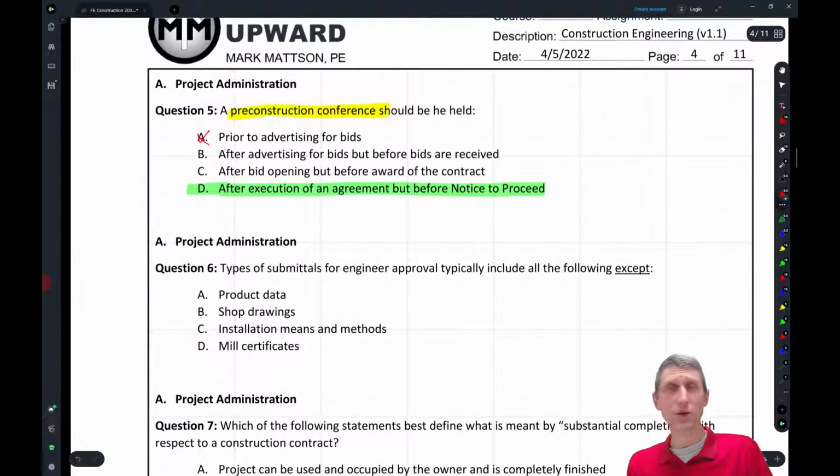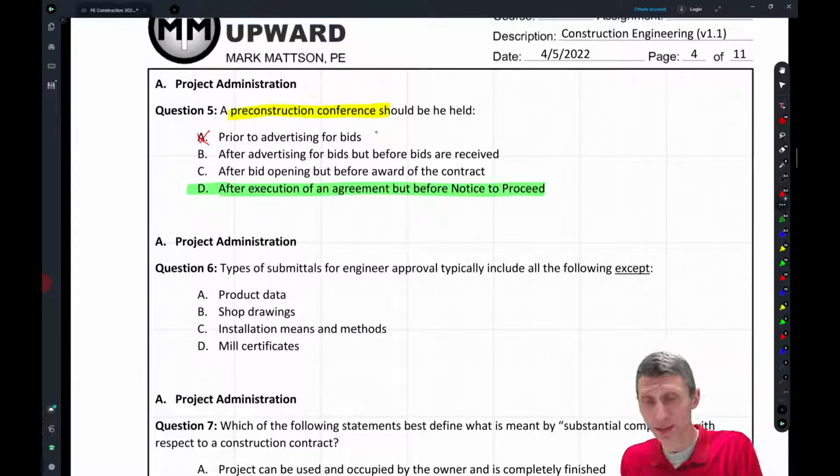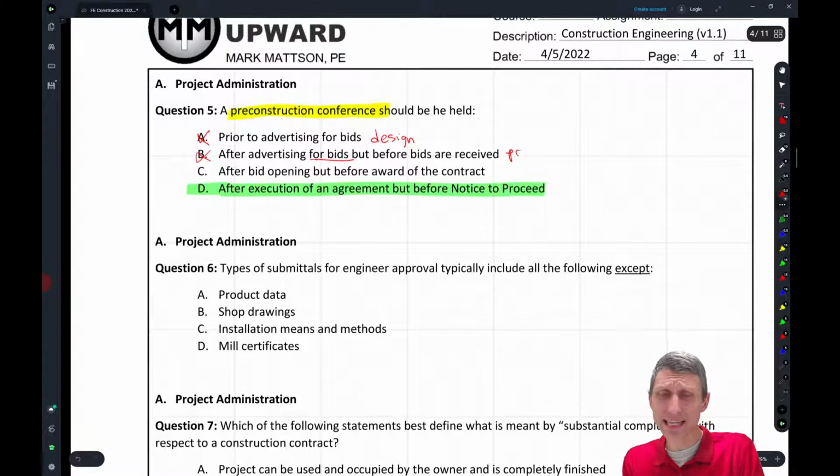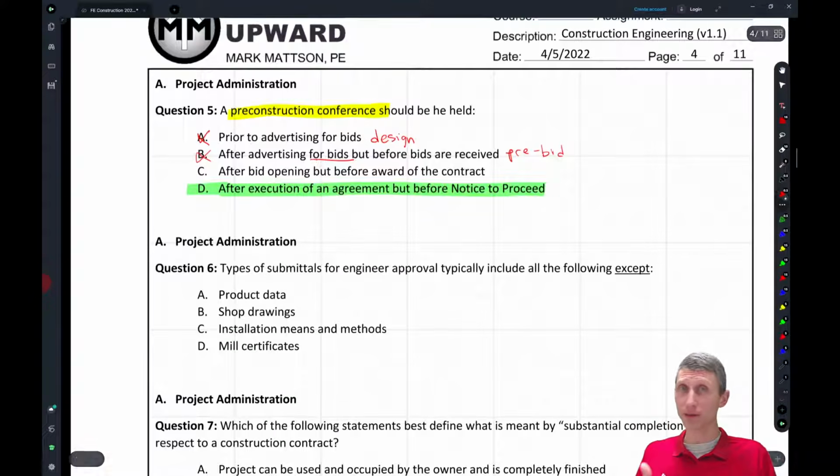you don't have a meeting because nobody knows the job exists. Okay, that's just a design meeting, right? What happens? Well, after you advertise for bids, this is typically known as the pre-bid meeting, right? So the pre-bid meeting is when all the bidders get to come to the site, get to ask questions, get to examine the actual conditions.